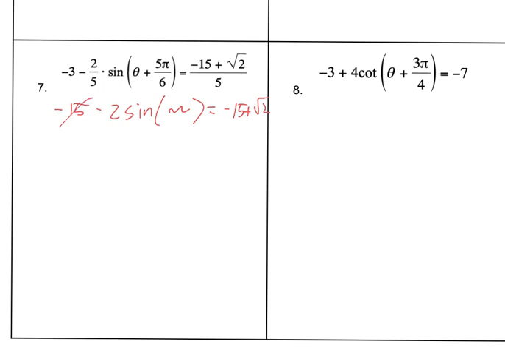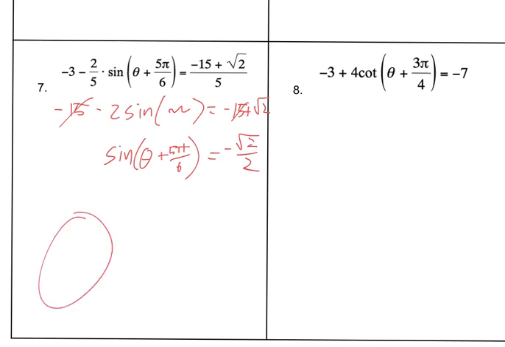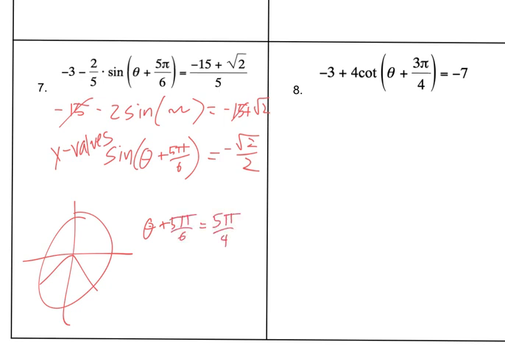This is a remarkably similar problem. In fact, I'd call this a disturbingly similar problem to the last one that we just did. And when we get sine of theta plus 5 pi over 6 by itself, it's going to be negative root 2 over 2. All right, unit circle time. Those are our 2 pi over 4s that are below the x-axis because sine is all about the y values. So we've got 5 pi over 4. So theta plus 5 pi over 6 is equal to 5 pi over 4.